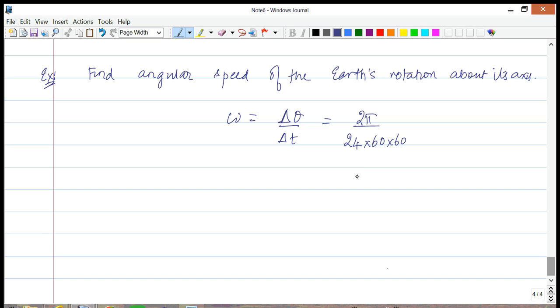Now on the other hand, if I asked what is the speed of a point on the equator of the Earth, all we'll do is take the radius of the Earth and multiply it by the angular speed. We know the radius of the Earth to be 6.38 times 10 to the 6 meters, and multiply it simply by the angular speed that we just found, 2 pi over 24 times 60 times 60.